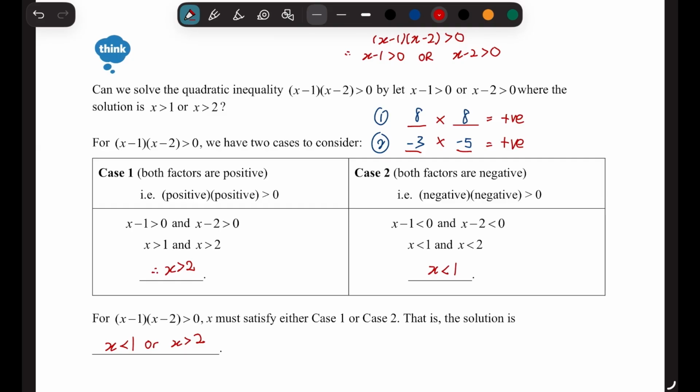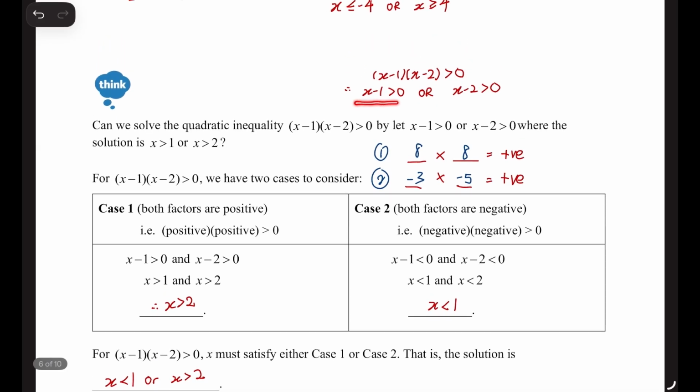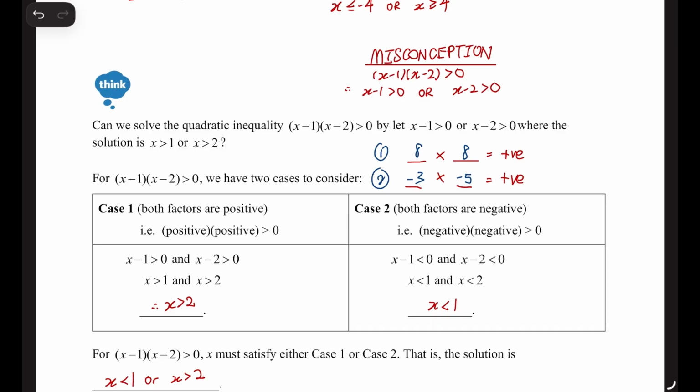But generally, if you do this step over here, it is a very big misconception. Let me just write this down. Do not try to solve inequalities this way, because this is a common mistake that people always make: something times something more than 0 means that one factor is more than 0 or the other factor is more than 0.